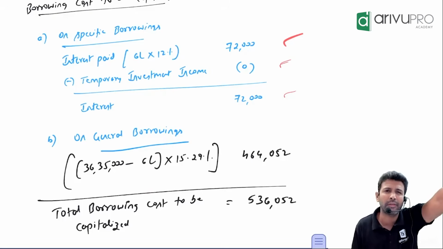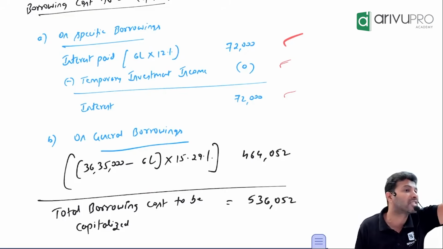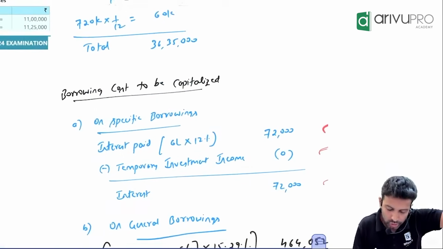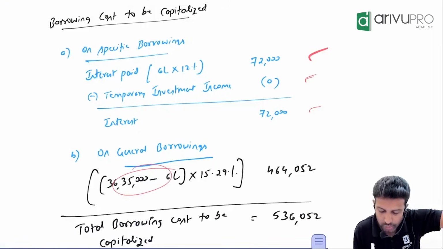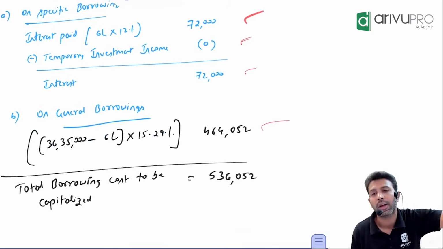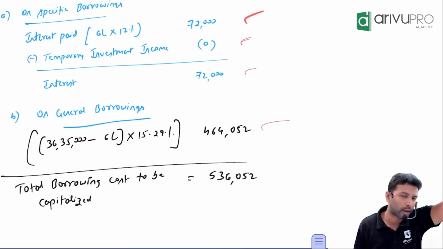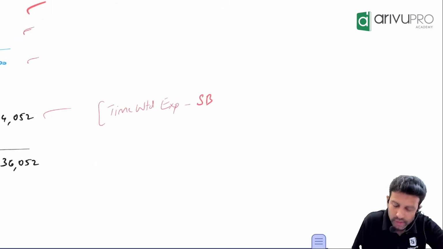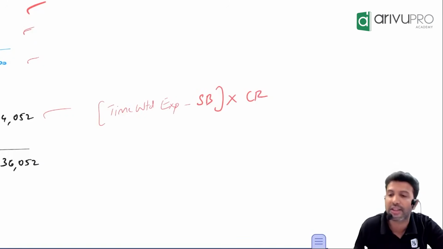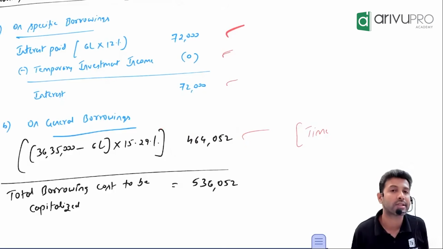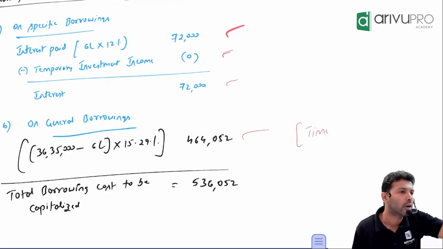For general borrowing, we use the actual rate or the capitalization rate? What is the capitalization rate you found? 15.29. So take that 30 lakh 35,000 and multiply by the capitalization rate. 4 lakh 64,050. If you want it as a formula, it is simply: time weighted expenditure minus specific borrowing, multiplied by CR. CR is the capitalization rate. That gives you the borrowing cost relating to the general borrowing which you need to capitalize.